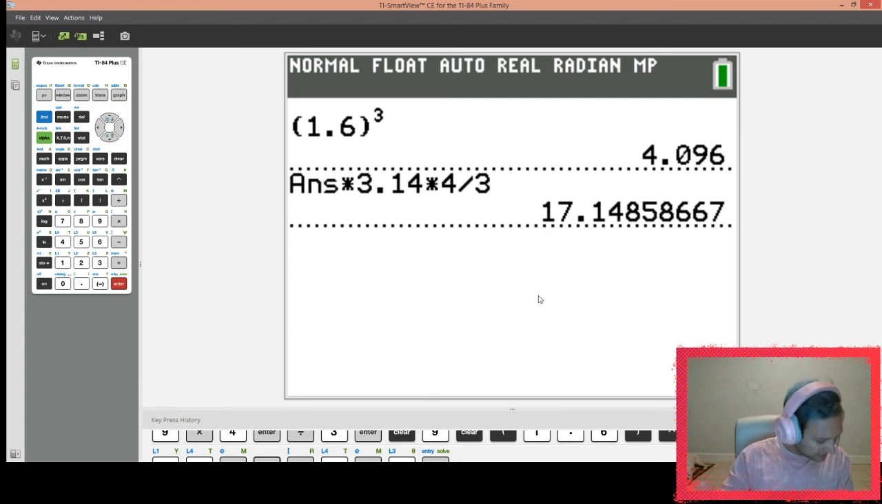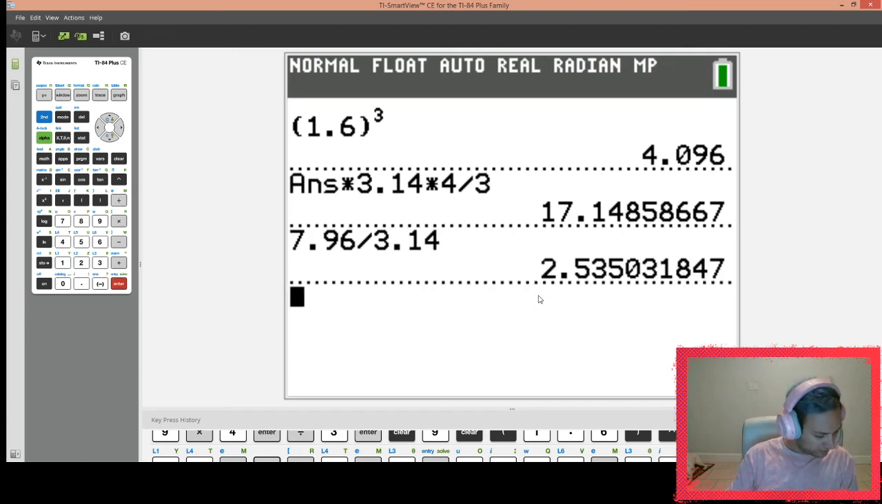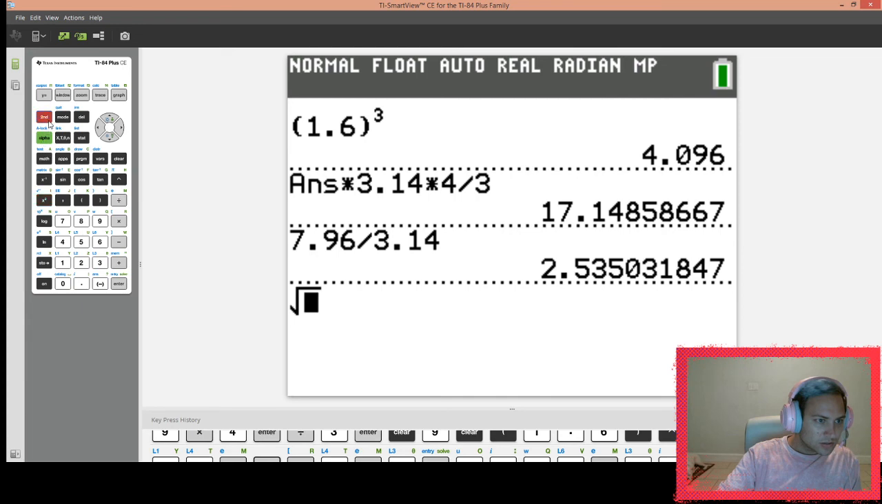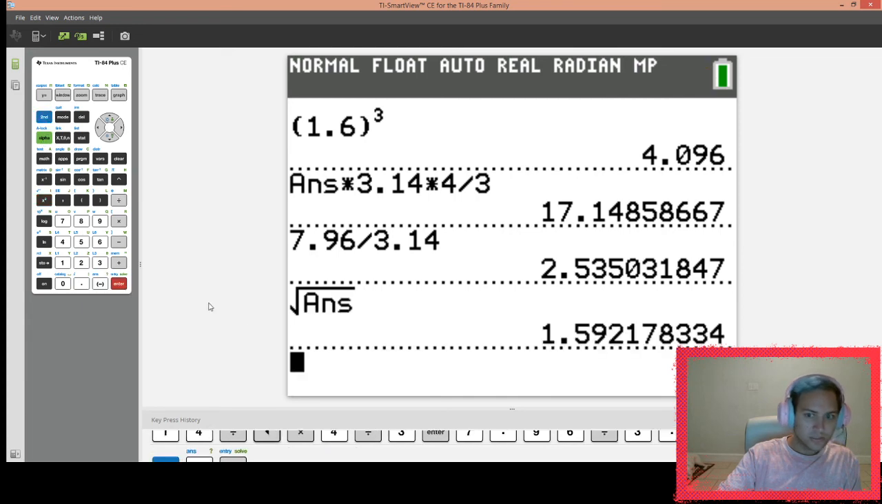Hold on. This is what happened on the notes. So I'm going to just go ahead and show you what happens here in case you end up with the same confusion as I just caused here. If I take 7.96 and divide it by 3.14, we said it was approximately 2.54. But then if I square root that number, second square root, second answer equals, I get 1.5921, so I said it was approximately 1.6, right?